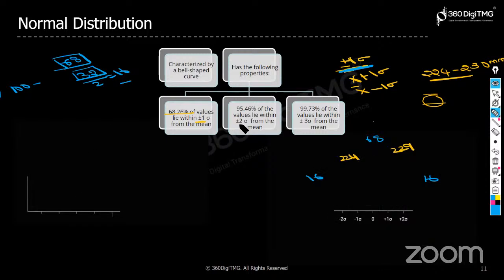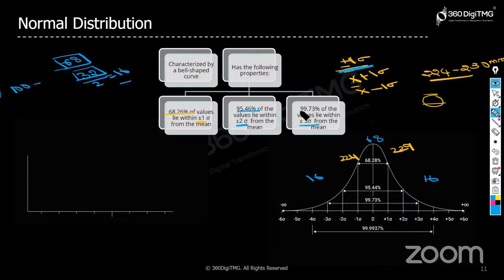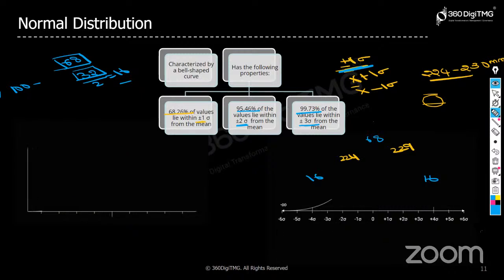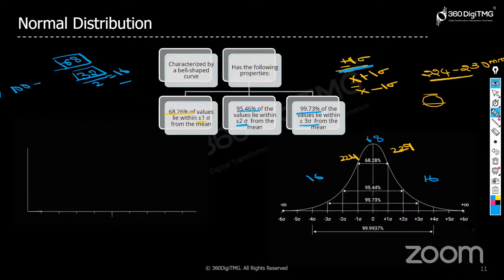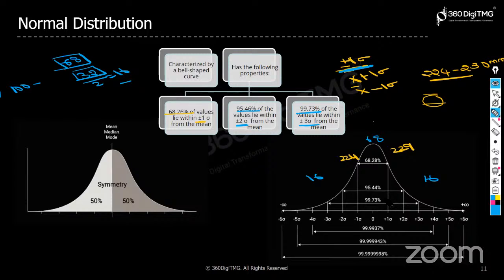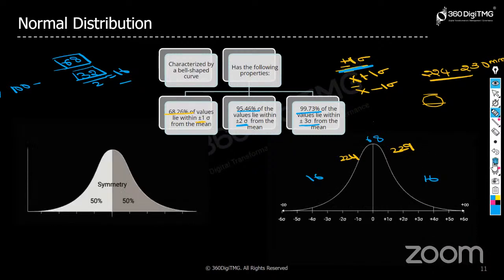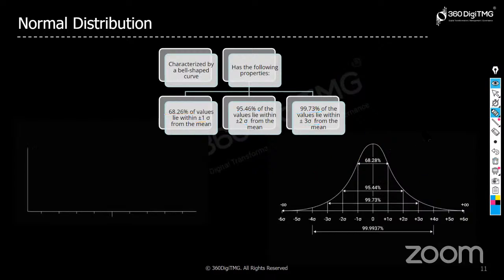When we are taking plus or minus 2 standard deviation, it is 95.46. If we are taking plus or minus 3 standard deviation, this is 99.73. And here you can take plus or minus 4, plus or minus 5, and plus or minus 6 as well. So these are the normal distribution empirical properties based on standard deviation. You have to remember these values, like when it is 1 standard deviation, how much is the percentage? When it is 2 standard deviation, how much is the percentage? You have to know all these things. And coming to the next sheet.